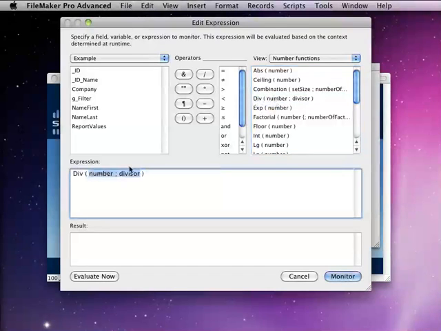So what does that mean exactly? Essentially, it's going to leave out the remainder. So if you were to divide something like 5 divided by 2, you would get 2.5 as the answer, but the div function is going to reduce that to just 2.